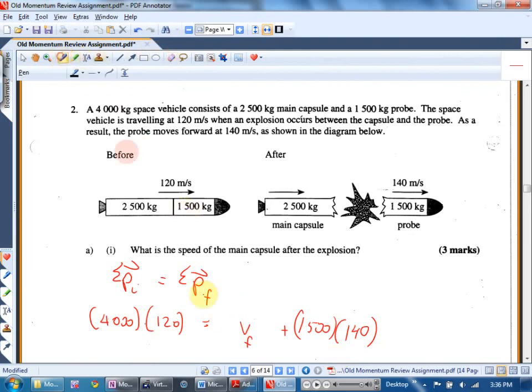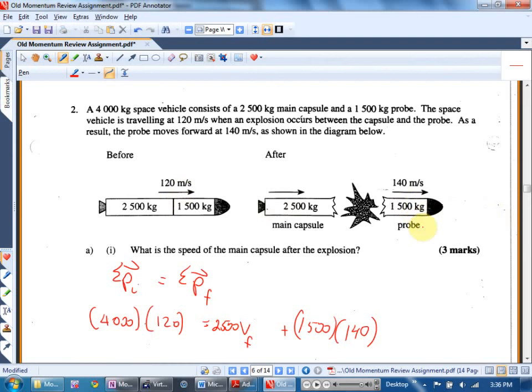So solve for the speed. What if you got a negative answer? What would that tell you? Which way is the main capsule moving? To the left. The explosion was so big that it sent the main capsule backwards. This is actually the idea behind a booster rocket. Ideally, what you want is this guy's momentum to be 0 or even backwards, because that'll impart more impulse forwards to this guy. So in a booster rocket, the idea is the probe goes taking off. And it is a controlled, careful explosion.